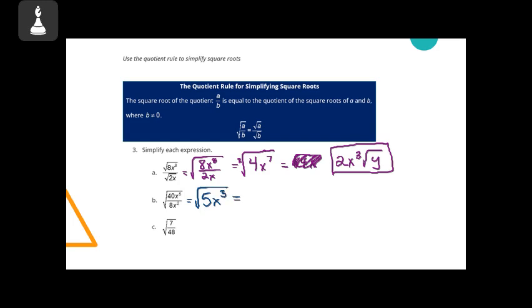Can I square root 5? The answer is no. So the square root of 5 is going to stay where it is. Let's work with the x cubed. Can 2 go into 3? Yes, it goes in one time with 1 left over. So final answer for that one is x times the square root of 5x.